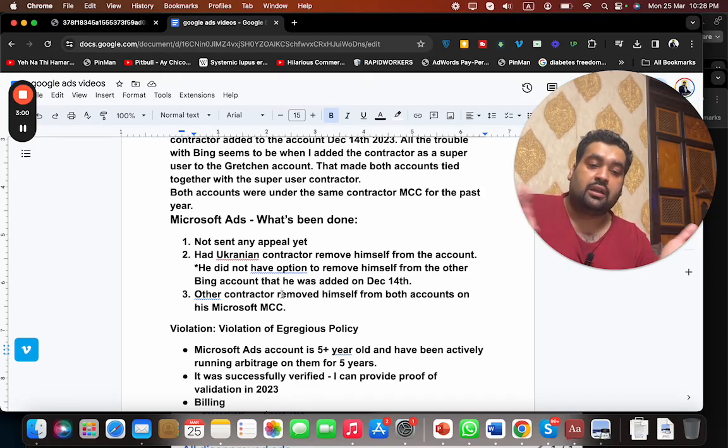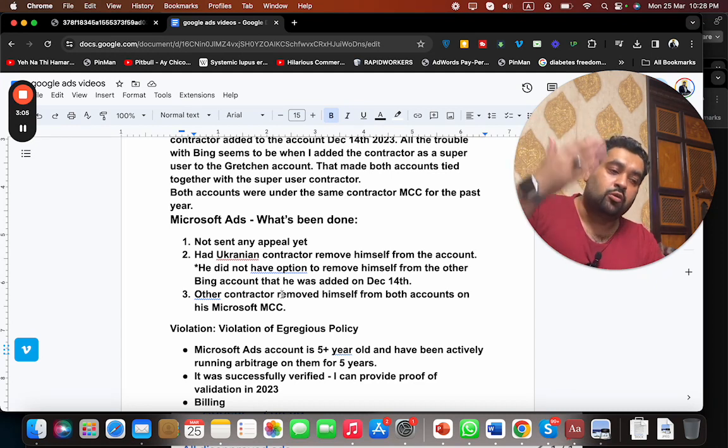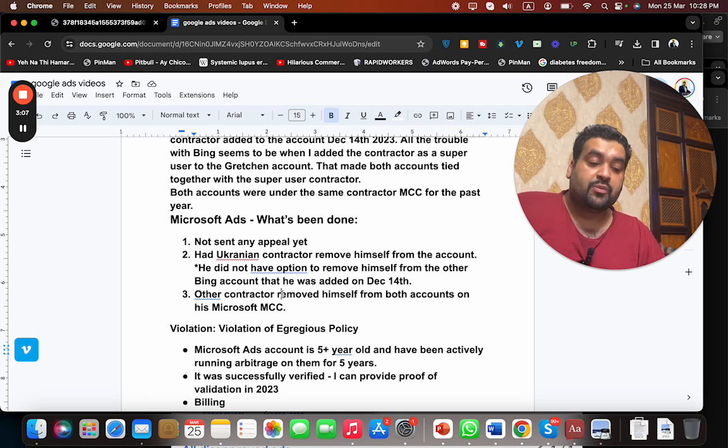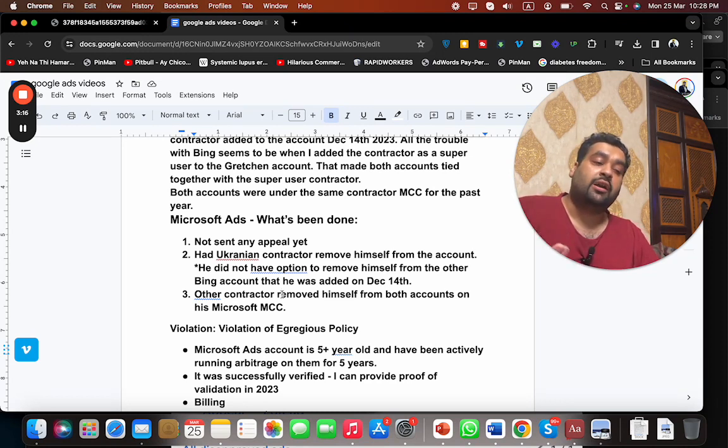So it was a combined scenario, where the domain was suspended on Bing Ads and on Google Ads simultaneously. But the account was 5 years old, and when we did a thorough check of the website, although there were a few things which could be tweaked or optimized, we did not find a serious violation to be labeled as egregious violation. So we were very surprised by this.